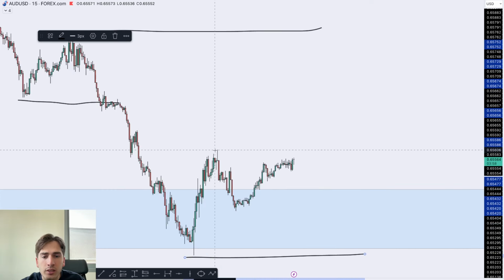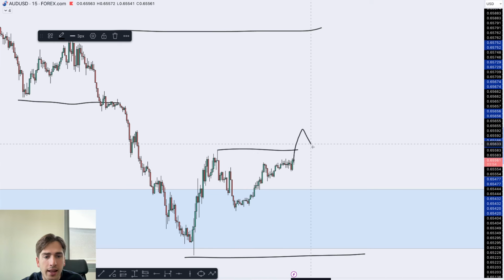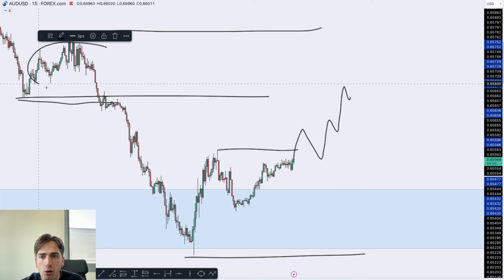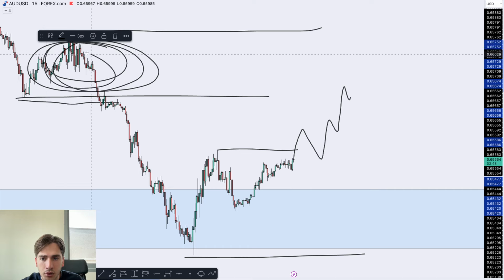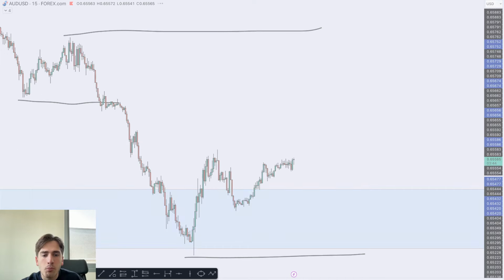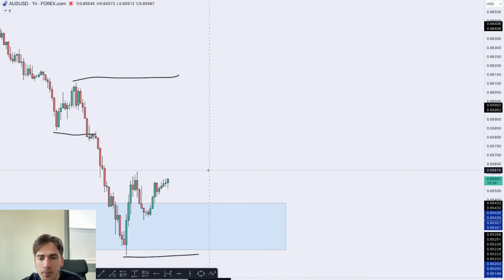Now, what you then want to see is the internal structure confirmation, meaning you want to see a break of this high, and then we could kind of trade it up higher, potentially also in towards this overall area of consolidation, right? So that's kind of what I'm looking at, but again, it's not my favorable pair, or it's not a favorable pair at this point in time.